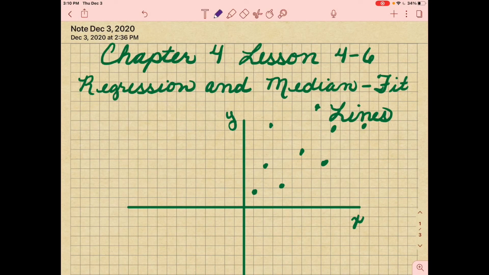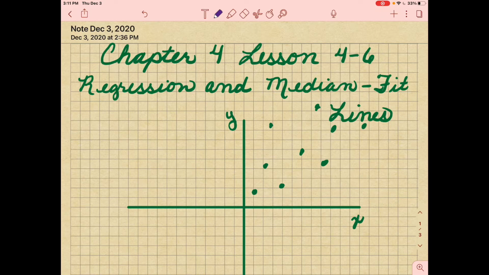Hi guys, this is chapter 4, lesson 4-6, regression and median fit lines, and we are going to continue our conversation about scatter plots. In the last lesson we were eyeballing lines, just drawing them through a scatter plot to see if we could kind of match the general trend of the scatter plot. And in this lesson we're going to use technology to do that.